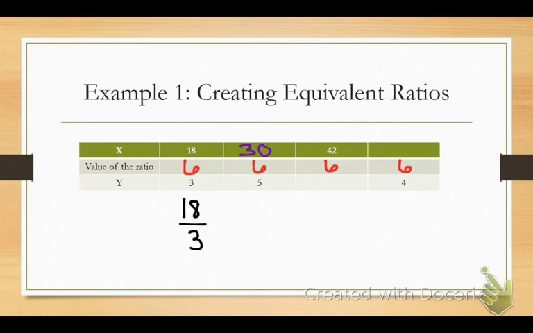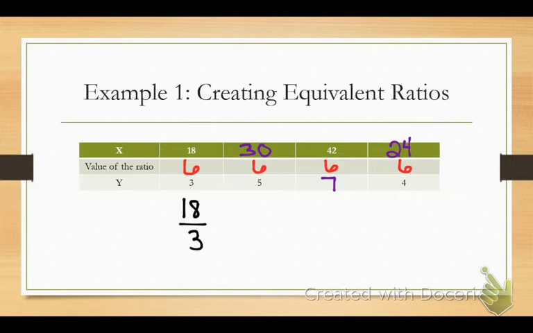Okay. What's 42 divided by 6? 7. And what's 4 times 6? 24. Did you guys get those values? Yes. Okay, so now what your book is going to ask you, I think on numbers 15 and 16, is to write the equivalent ratios.